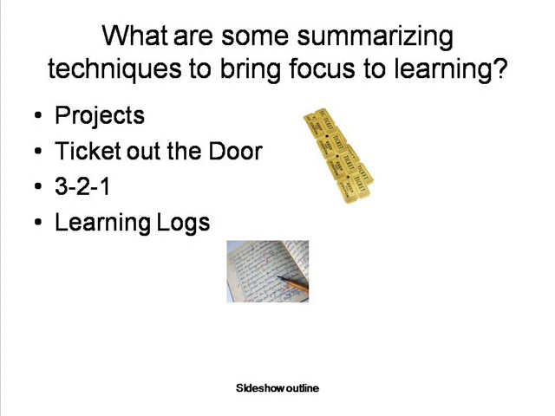3-2-1s can be used as another summarizing strategy. An example of a 3-2-1 for a lesson on Pythagorean theorem might be: tell me 3 places Pythagorean theorem can be used, tell me 2 important things about the triangle in Pythagorean theorem, and tell me one thing you found challenging while using Pythagorean theorem. A final example would be an individual student learning log, where they reflect each day or lesson or unit on what they learned and what they found challenging.